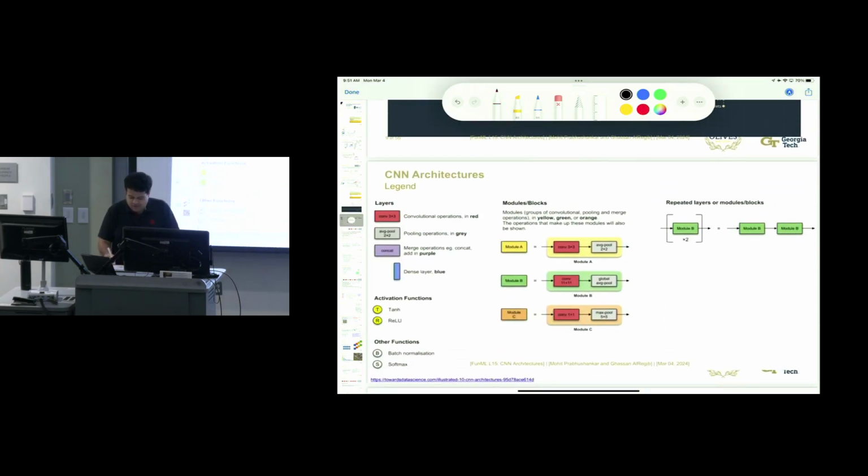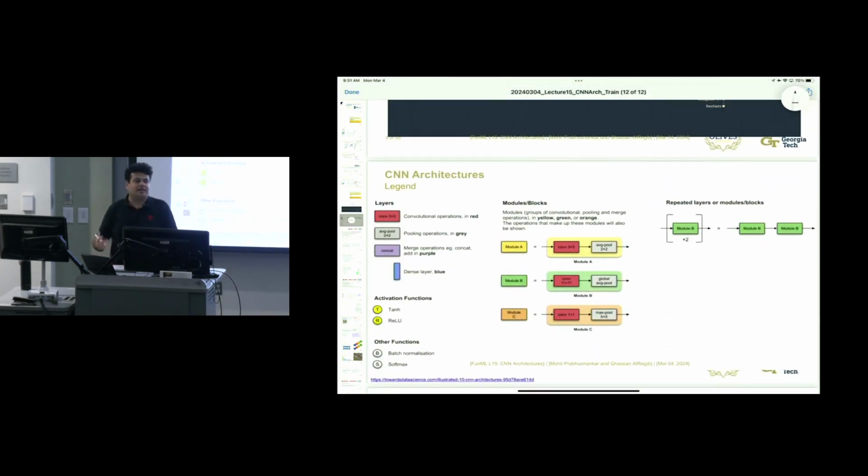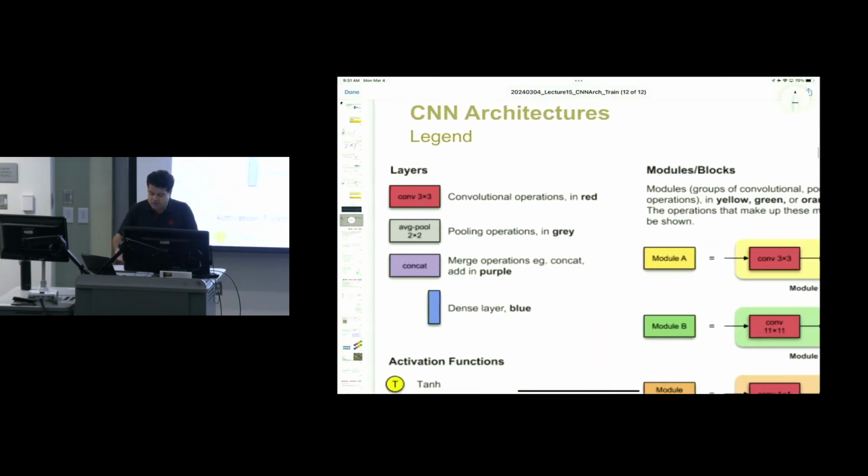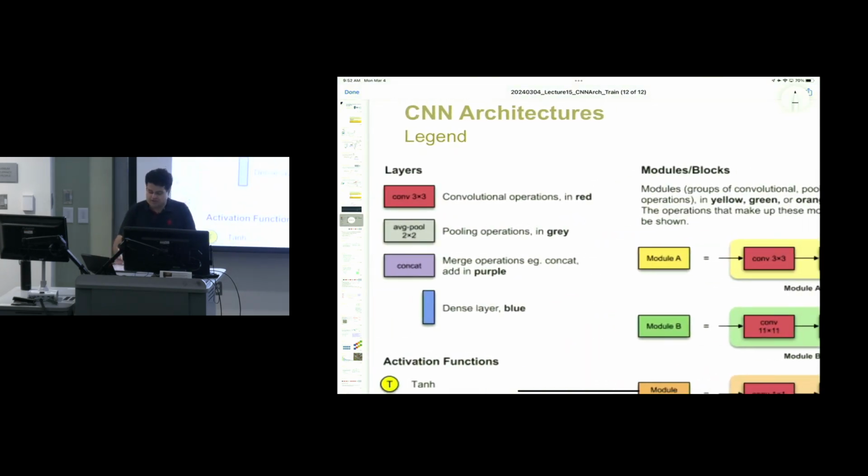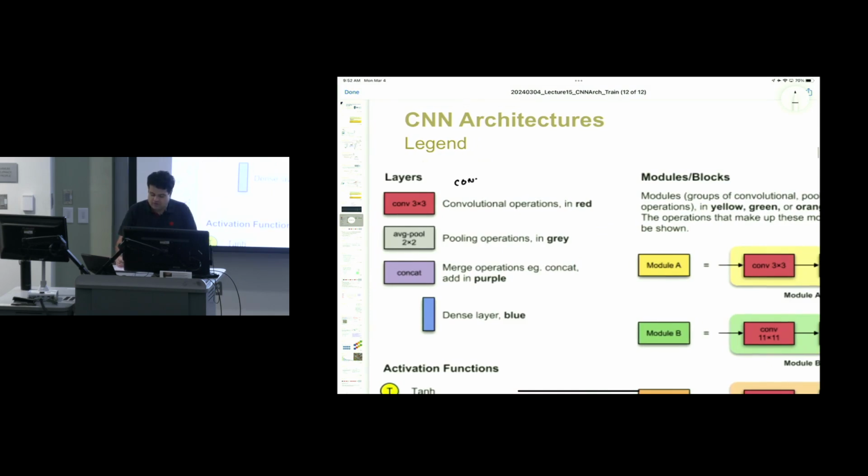A couple of things before we go through the architectures themselves: the legend, the way we will be defining some things. Whenever I use the words conv 3x3, or if I say something like conv 3, essentially we are looking at kernels that are 3x3. This is how we'll be defining our convolution layers, and some kinds of pooling layers, concatenation, and dense layer, which is basically what we'll call a fully connected layer. They will be in these formats.